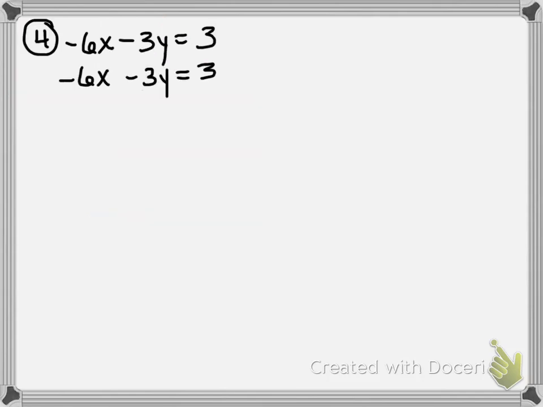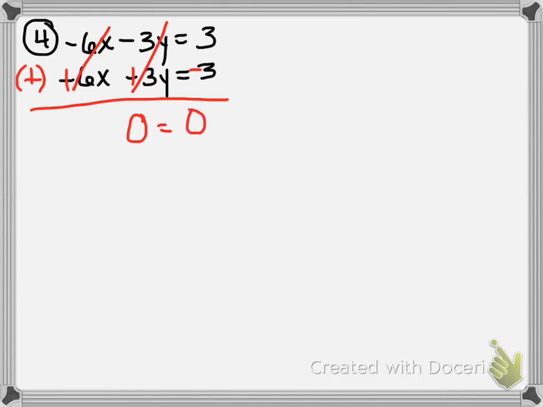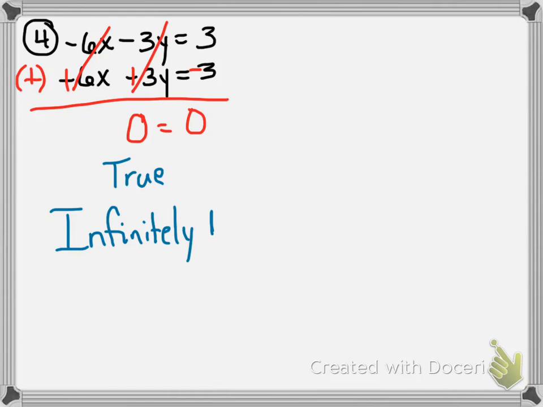Okay. In the fourth example, we're going to go through the same procedure. Subtract. I'm going to go ahead and switch it to an addition and change all the signs. The x's end up canceling out, the y's end up canceling out, so I get 0 on the left-hand side. And then 3 plus negative 3 also gives me 0. So then I look at that and I say, okay, is that true or false? Well, this time it's a true statement, so therefore I'm going to have infinitely many solutions.